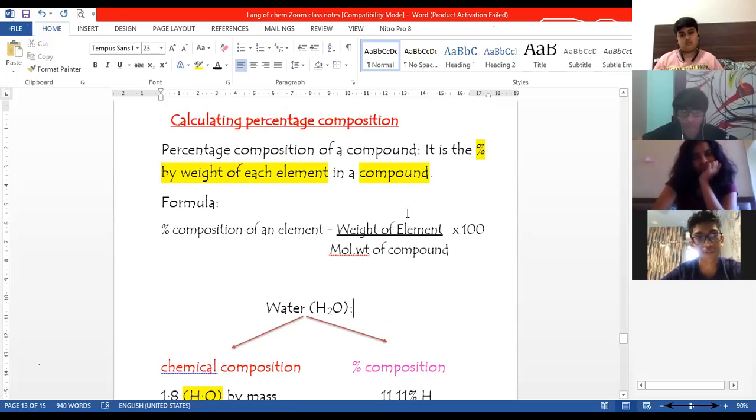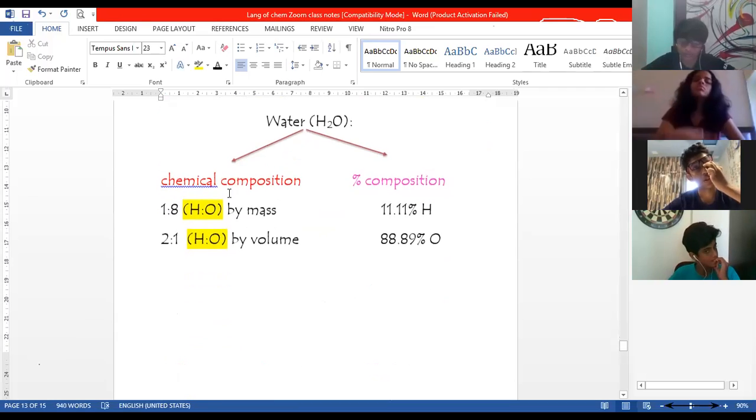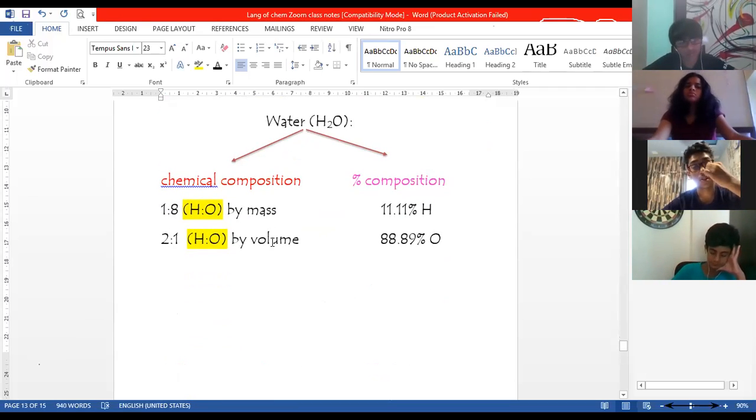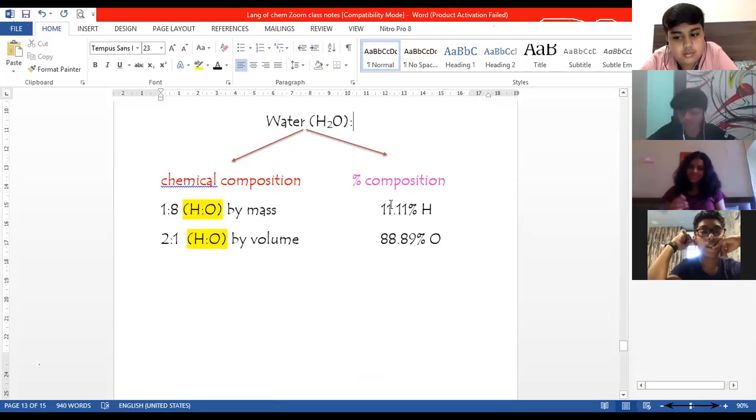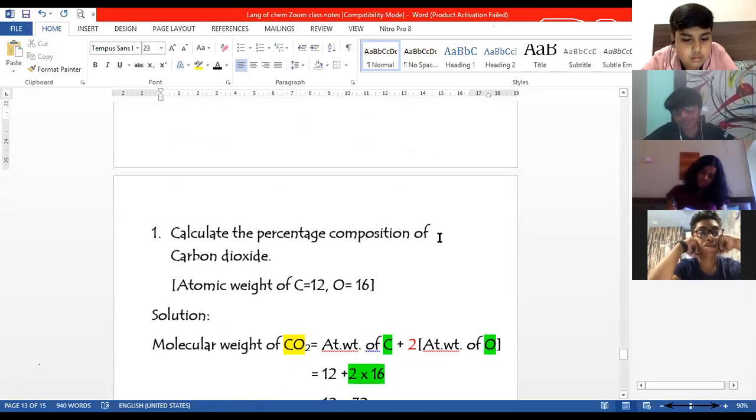I hope you have written down the formula. The explanation is given over here. Chemical composition of water is 1:8 by mass, 2:1 by volume. This we have studied in the chapter Water in grade 8, if you remember. Percentage composition is 11.11 percent of hydrogen and 88.89 percent of oxygen. So how do you find out? We will find out right now with an example.